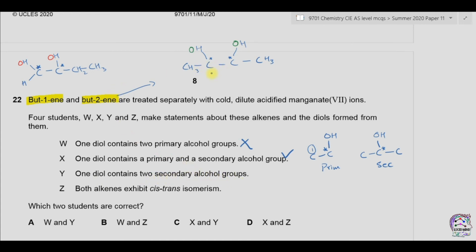This is true for but-2-ene because we have two secondary alcohol groups attached. So this is also correct. And Z says both alkenes exhibit cis-trans isomerism.